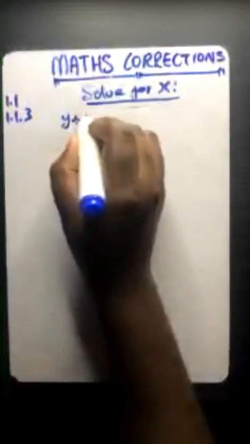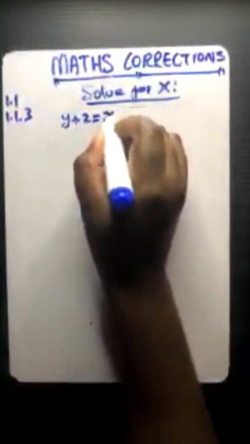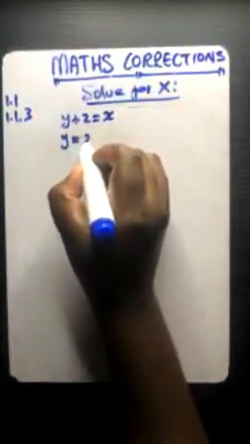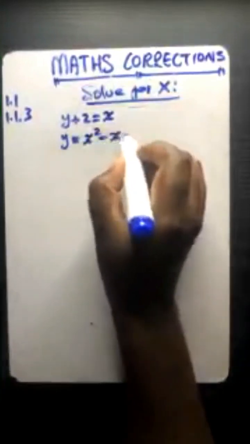Okay, so let's see, we are having y plus 2, which is equals to x, and again, we are having y, which is equals to x squared minus that.